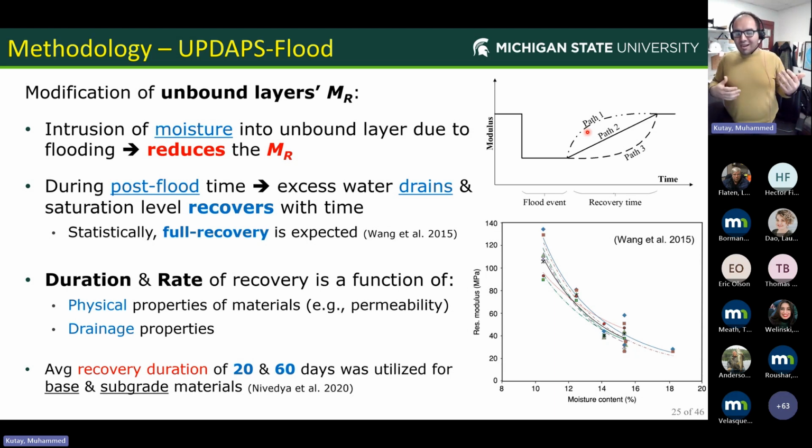Based on the literature, because we don't have enough information about the gradation and the permeability of the section, we are just assuming 20 and 60 days of recovery time for base and subgrade material. But the UPDAPS model is actually capable of using any other arbitrary number for the recovery time, if you have more detailed information. So this is what we are using in this study.